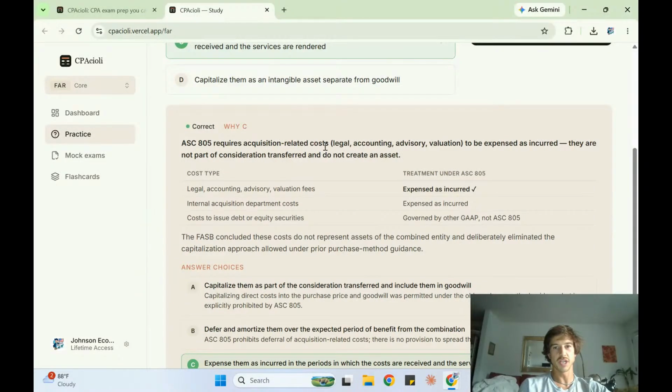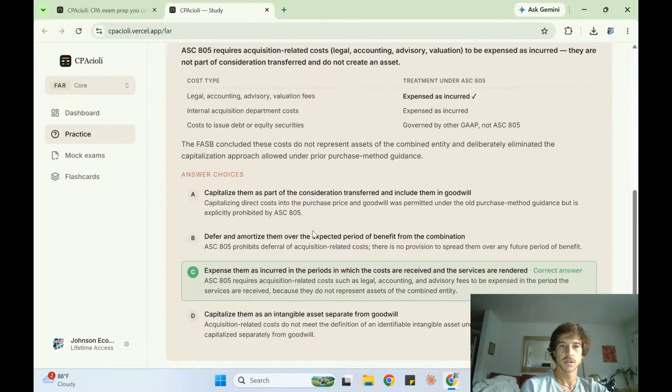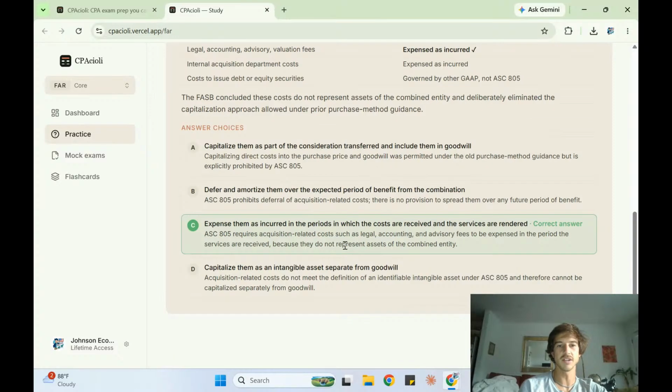Okay, it requires acquisition-related costs, legal, accounting, advisory, evaluation, to be expenses as incurred. They're not part of the consideration transferred. They do not create an asset. Okay, expense. Internal acquisition department costs are also expense, as is cost of issuing debt. The costs do not represent assets of the combined entity, and the standard eliminated the capitalization approach allowed under prior purchase method guidance. Cool. So legal, accounting, and advisory fees are expenses as incurred.